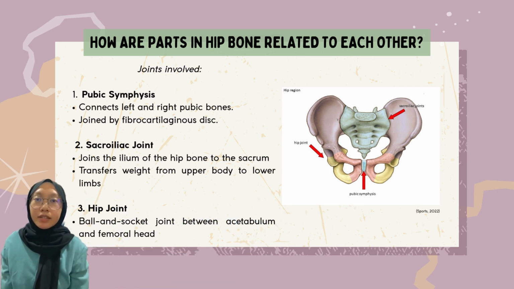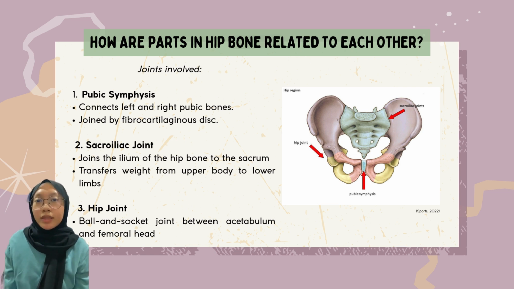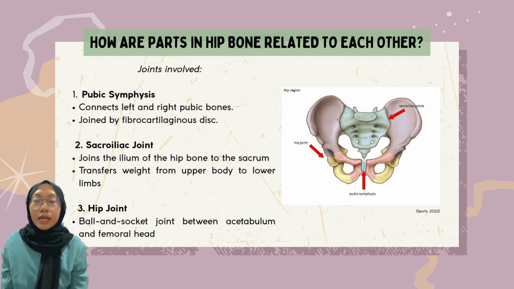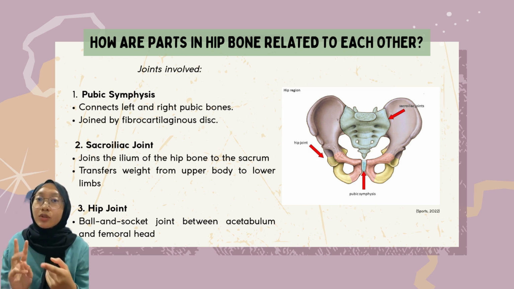And finally, there's the hip joint, which is the joint where the acetabulum fits with the head of the femur. It is also called the ball and socket joint, which means it can move in a bunch of directions, like bending, straightening, and also rotating your leg.